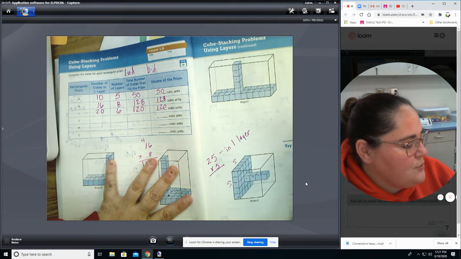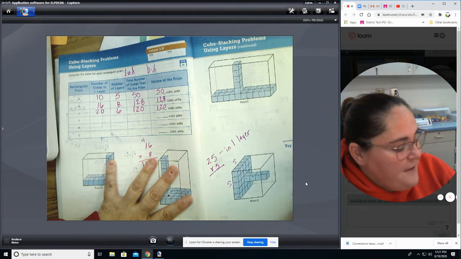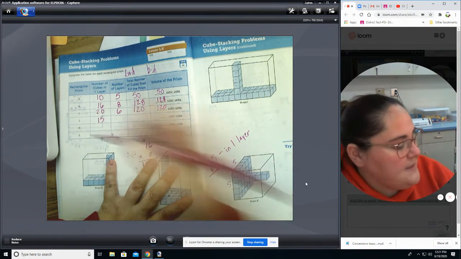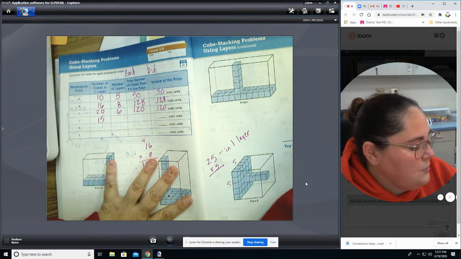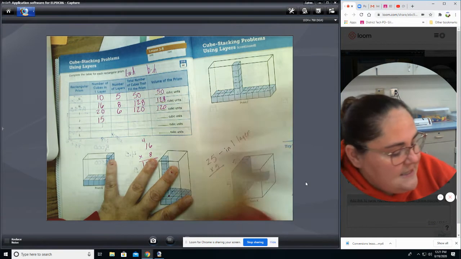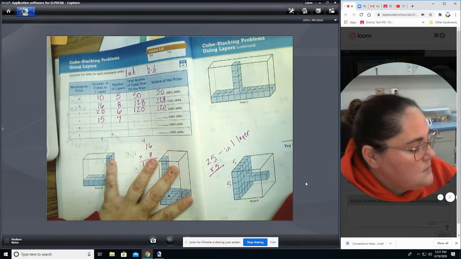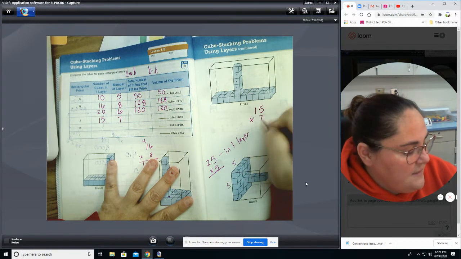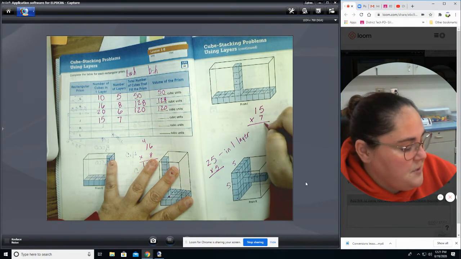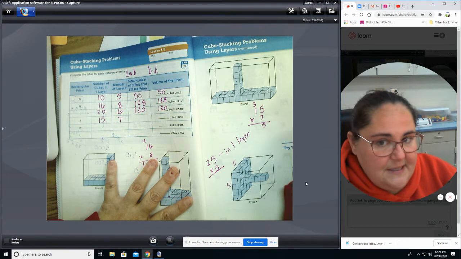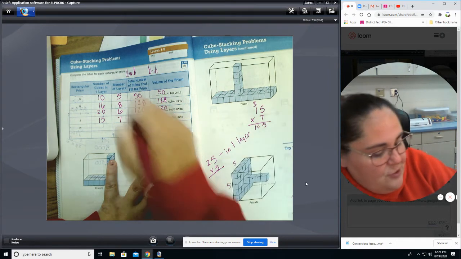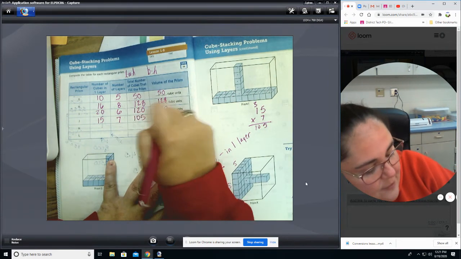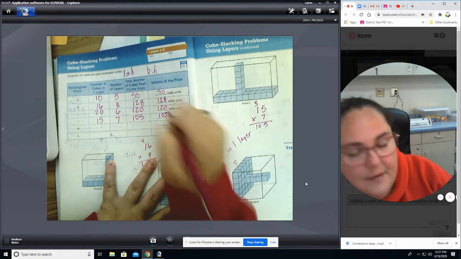Prism J. You should have 1, 2, 3, 4, 5, 6, 7, 8, 9, 10, 11, 12, 13, 14, 15 on my base layer. And then I have 1, 2, 3, 4, 5, 6, 7 layers. So 15 times 7. 7 times 5 is 35. Carry my 3. 7 times 1 is 7. Plus 3 is 10. You should have 105. Your answer should be 105.